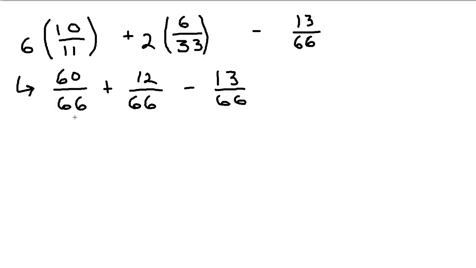All right, so the last step is we want to go ahead and just add and multiply everything through. So we just want to go ahead and take 60 plus 12. So 60 plus 12, that's going to be 72. So 72 over 66. And then we just bring down the 13 over 66.